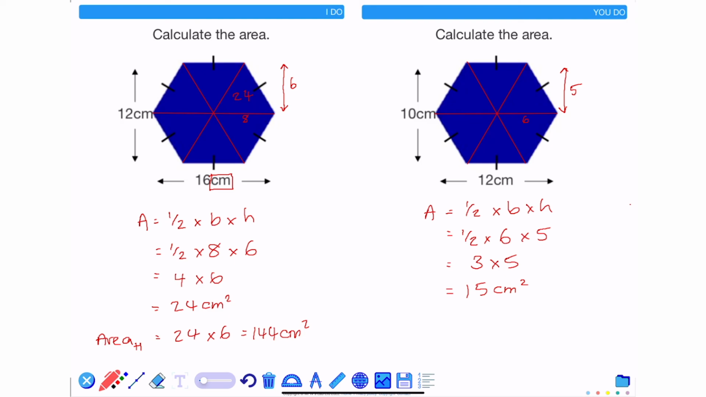Because I've got 6 of these equilateral triangles, the area of the hexagon will be 15 times by 6. This gives 90, and because the original dimensions were in centimeters, the area will be centimeters squared.